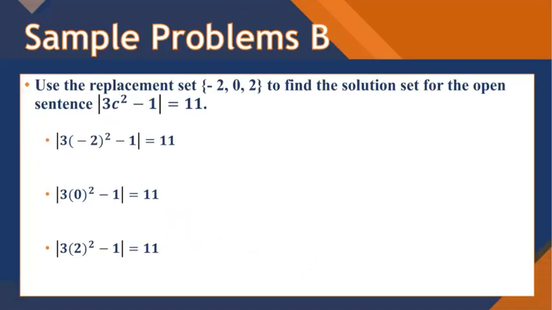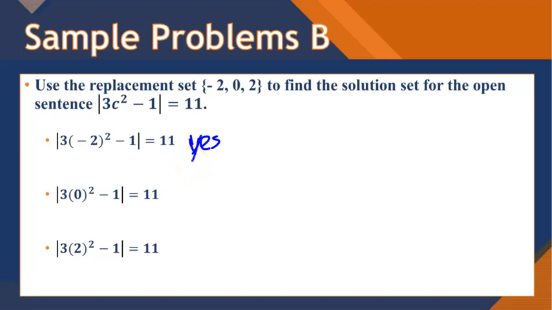Next, these types of problems, we're going to use the replacement set, -2, 0, and 2, to find the solution set for the open sentence of the absolute value of 3c squared minus 1 equals 11. So I already put all those numbers in. We just have to determine if this is true or not. So -2 squared is 4. 4 times 3 is 12. 12 minus 1 is 11. The absolute value of 11 is 11. So yes, this works.